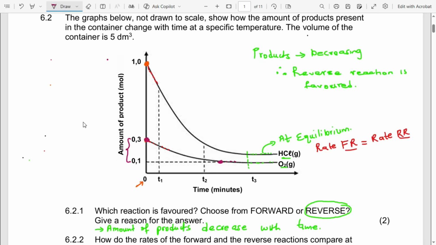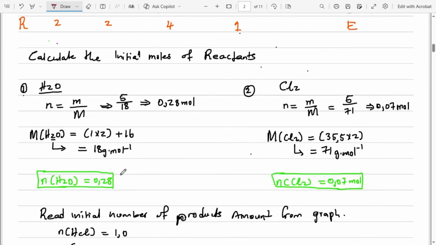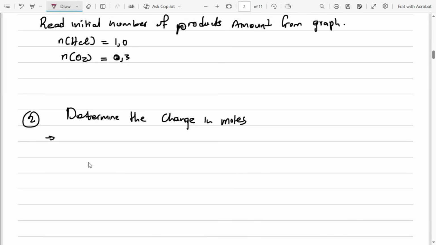So if we find the change in mole for O2, we need to take the final amount, which is 0.1, and subtract the initial amount, which is 0.3. Therefore, the change in mole for O2 is just negative 0.2. I'm just going to write this down so that I don't forget. This is my change in mole, the change in O2, that's negative 0.2.